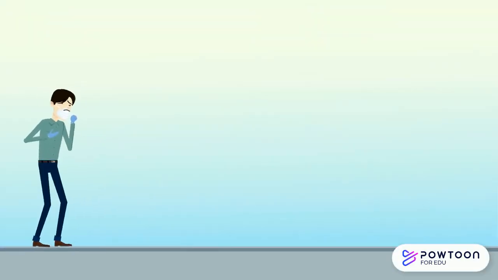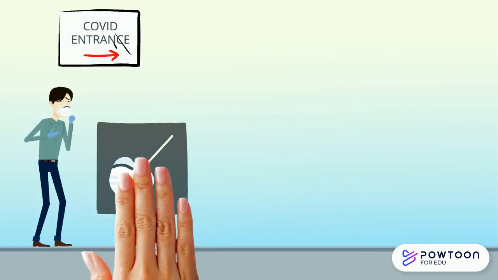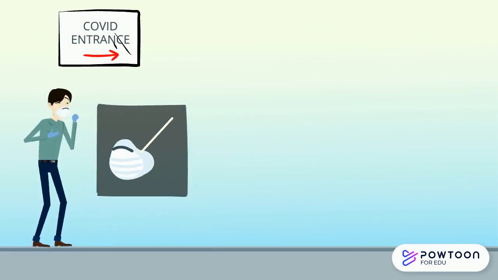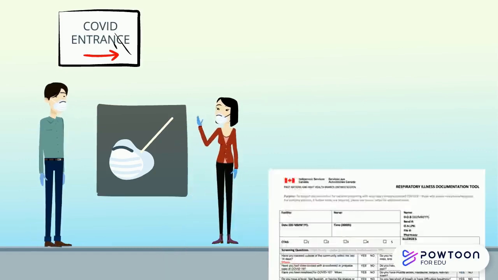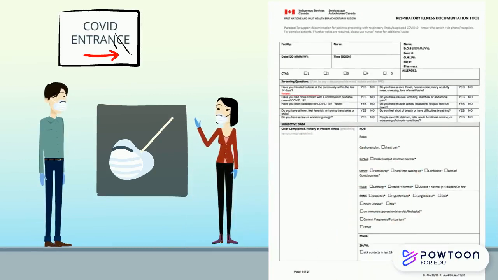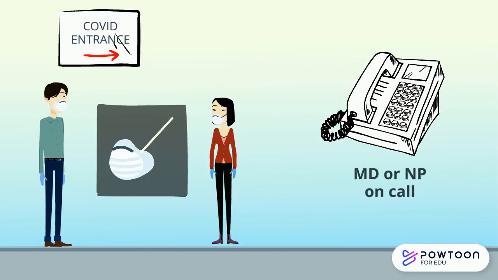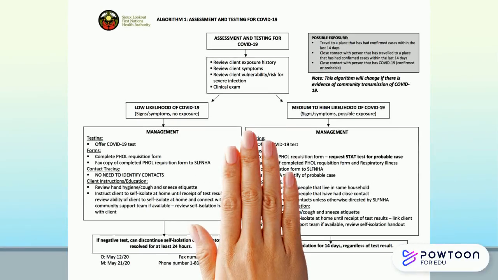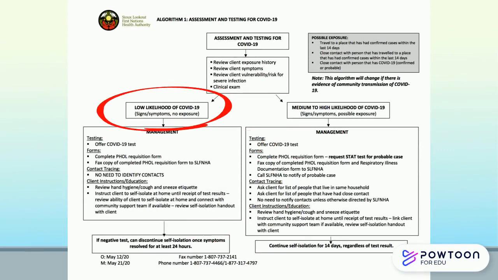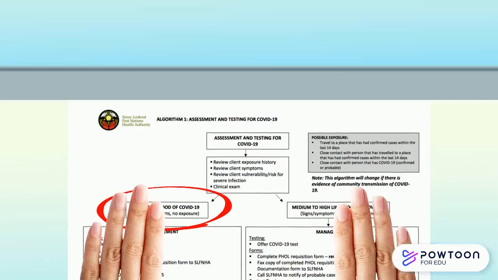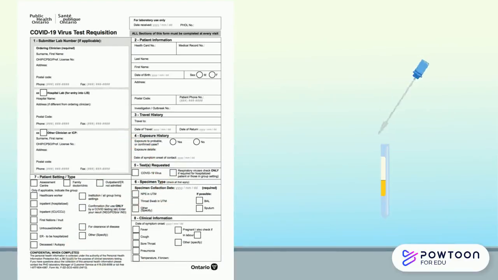On arrival, he goes through the COVID-specific entrance, is given appropriate PPE, and assessed by a nurse who uses the respiratory illness documentation tool and then consults the MD or NP on call. According to the SLFNA algorithm, this places Bob as being low likelihood of COVID-19, or signs and symptoms but no exposure. Continuing down the algorithm, we will now offer Bob a COVID-19 test and then fax the requisition to SLFNA.